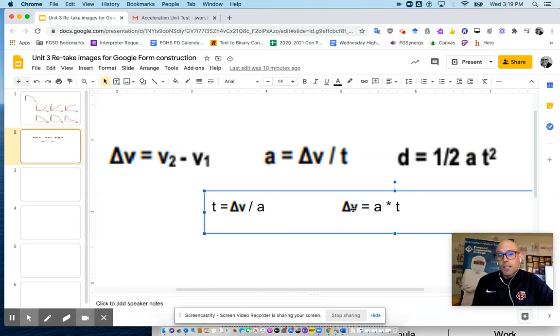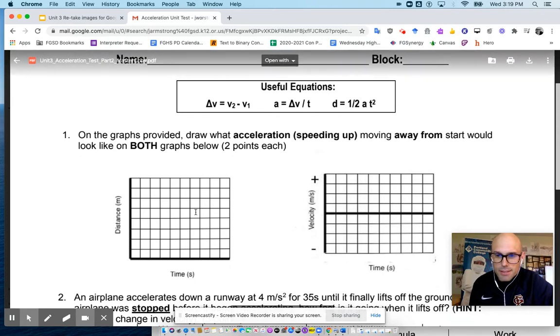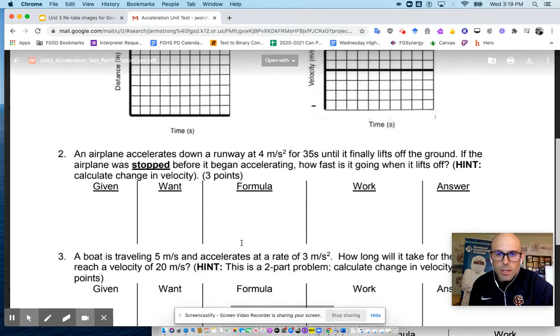Okay, so let's just do the problem. We also use d equals 1/2 AT squared. I like to think of it as d equals 1/2 ATT, because it makes squaring things easier. Over here, we have our acceleration test. I went over this in the last video, so I'm not going to go over that right now.